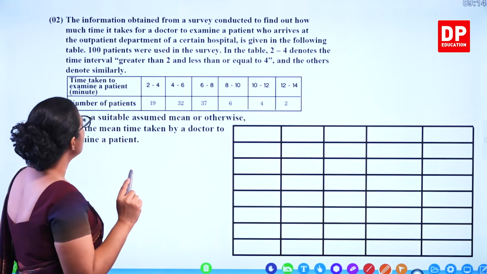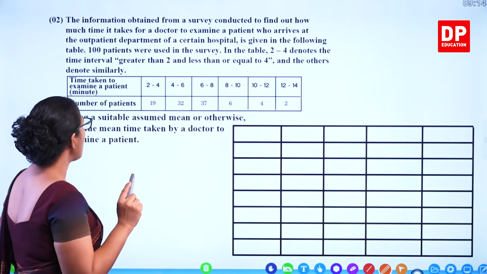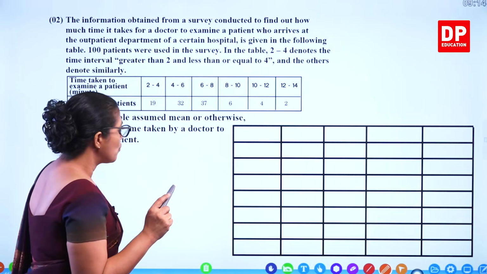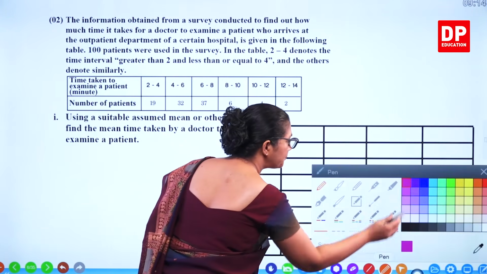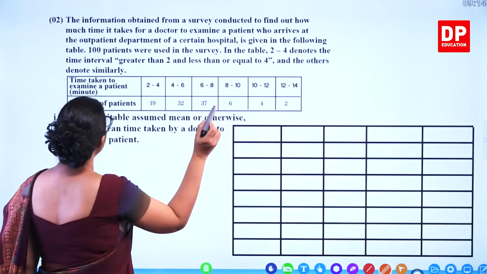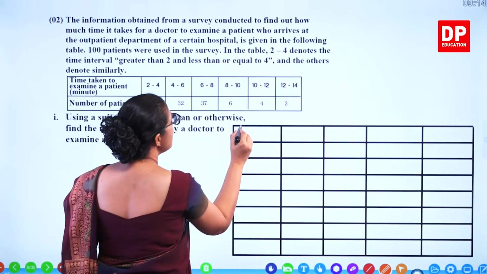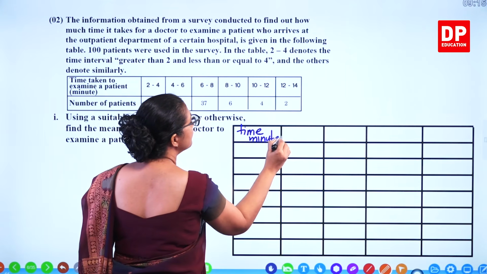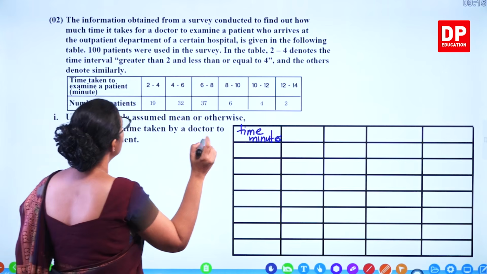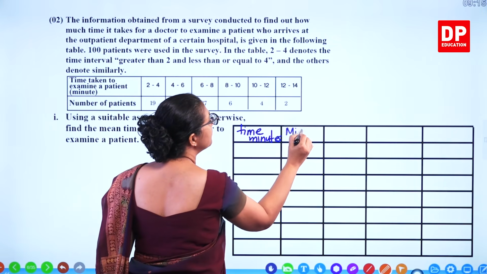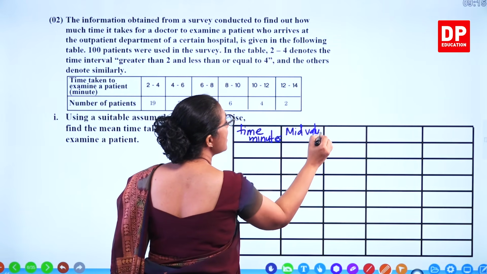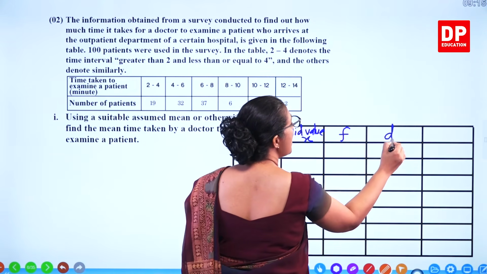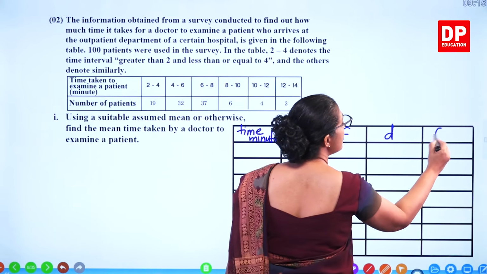And it says using a suitable assumed mean or otherwise find the mean time taken by a doctor to examine a patient. So how do you do that? First you can write down the time taken to examine a patient, that's in minutes. Time in minutes. And then you need the mid value. So we'll take the mid value as x, and then you can write down the frequencies and deviation and multiply f and d.